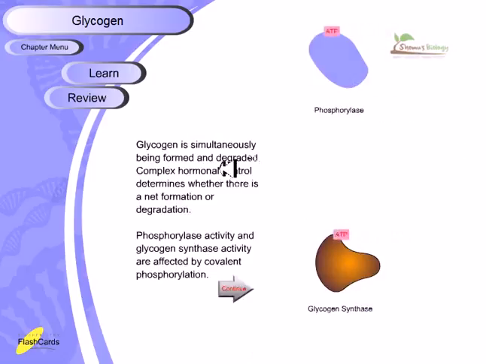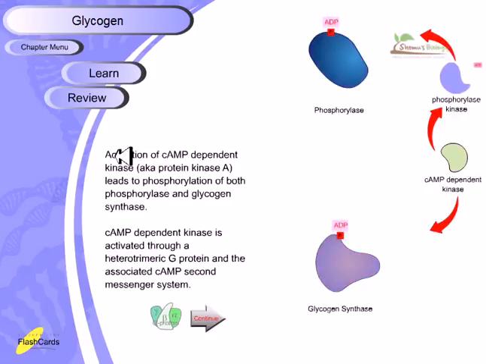Now if we go to the control, glycogen is simultaneously being formed and degraded. Complex hormonal control determines whether there is a net formation or a degradation. Phosphorylase activity and glycogen synthase activity are affected by covalent modification via phosphorylation. Glycogen phosphorylase, when phosphorylated, becomes activated, but synthase, when phosphorylated, becomes deactivated. Activation of cyclic AMP dependent kinase, also known as protein kinase A, leads to the phosphorylation of both the phosphorylase and glycogen synthase enzymes.